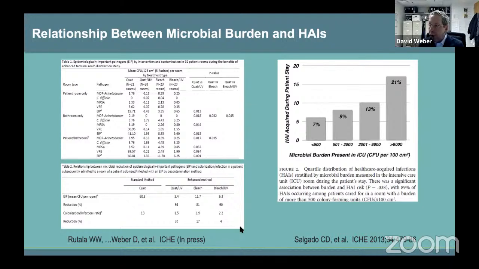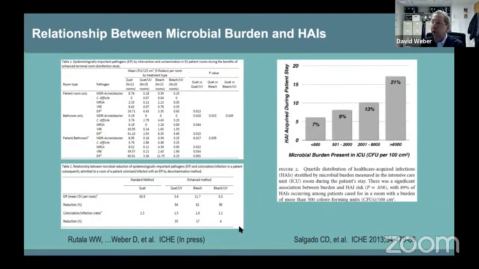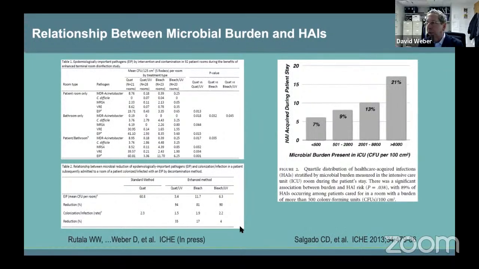Now people will ask, okay, so what? I already told you about the risks of going into a room, but what about cleaning? Does that really make a difference? Well, there are a number of studies, and this one from Dr. Salgado on the right, now published, demonstrates that as the level of contamination goes up in the room, the level of healthcare-associated infections goes up in the room. And I'll give you data a little while later showing that improved cleaning and disinfection actually reduce infections. So the bottom line is patients contaminate the environment, and the more contaminated the environment, the higher the risk of infections.